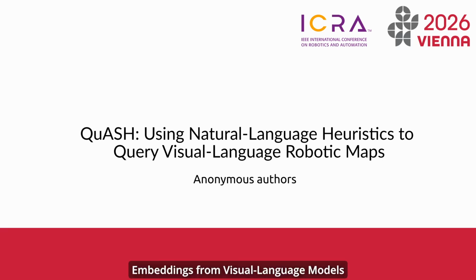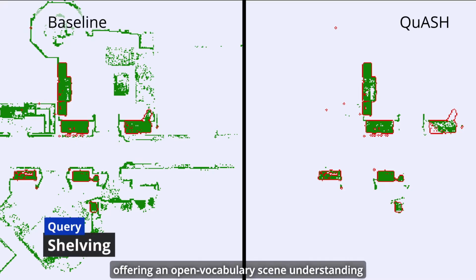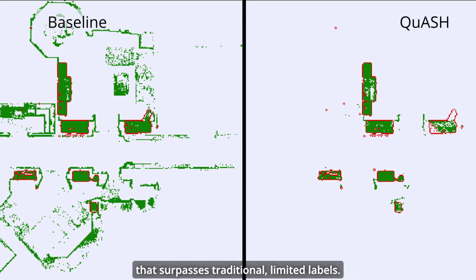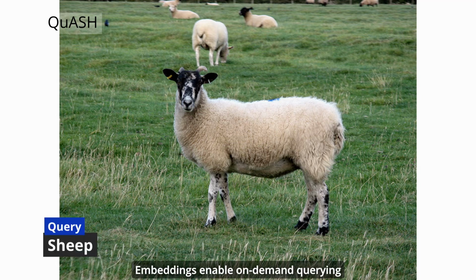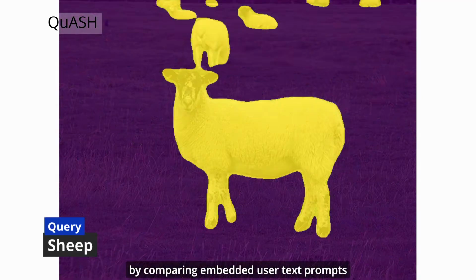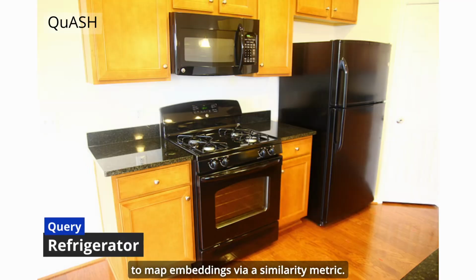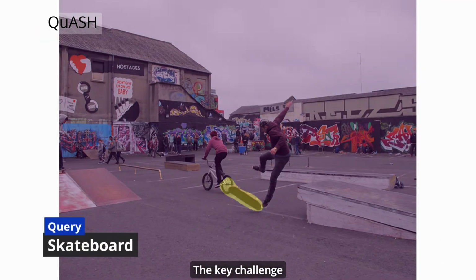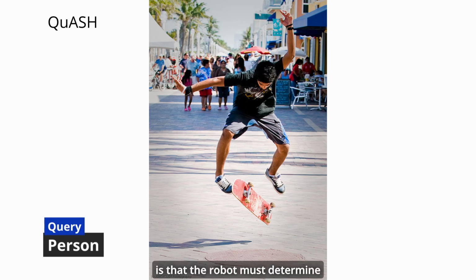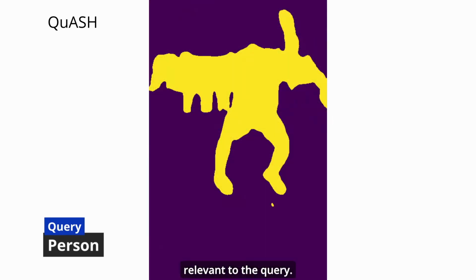Embeddings from visual language models are increasingly utilized to represent semantics in robotic maps, offering an open vocabulary scene understanding that surpasses traditional, limited labels. Embeddings enable on-demand querying by comparing embedded user text prompts to map embeddings via a similarity metric. The key challenge is that the robot must determine the parts of the environment relevant to the query.